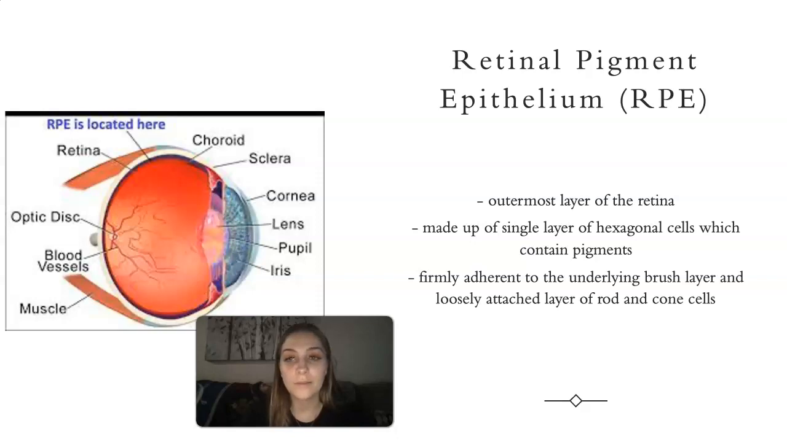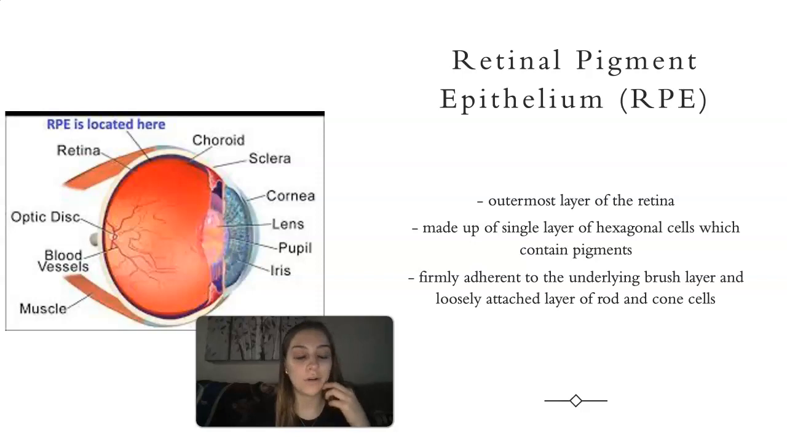So the retinal pigment epithelium is also a very important part of the retina. It's the outermost layer of the retina and makes up a single layer of hexagonal cells which contain pigments. It's firmly adherent to the underlying Bruch's membrane and loosely attached to the layer of the rods and cones. In this photo over here, located to the left, it shows where the RPE is located, which is right near the retina.